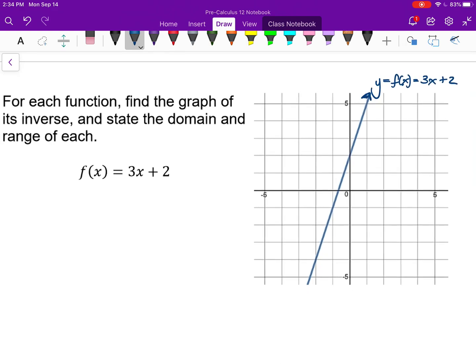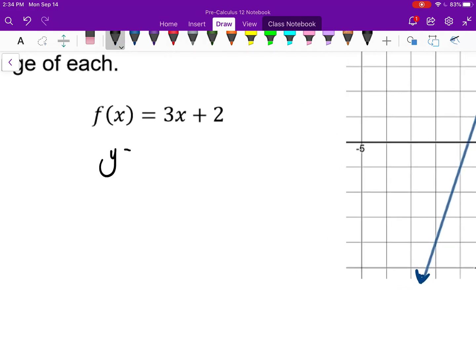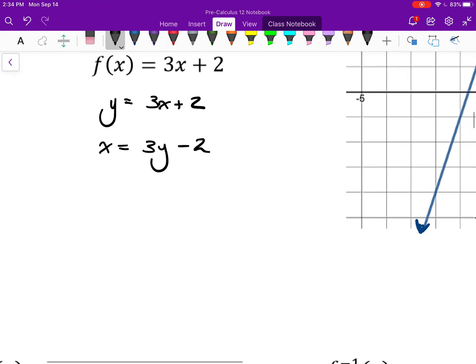I have a few choices. One choice is to find the equation of the inverse. And so it's not wrong. So if I want to find the equation of the inverse, I can write this as y = 3x + 2. Since I want my equation of the inverse to have x as the input, I'm going to swap around x and y. And I'm going to solve for y. So add 2 to both sides.